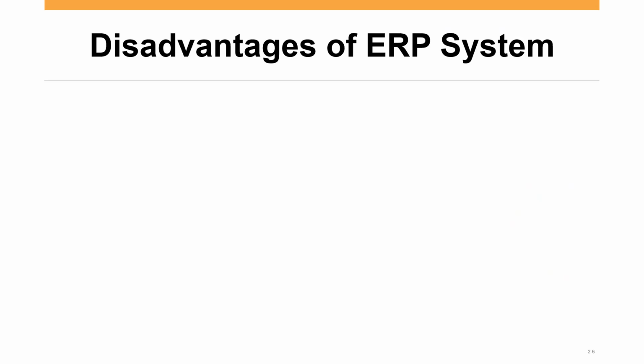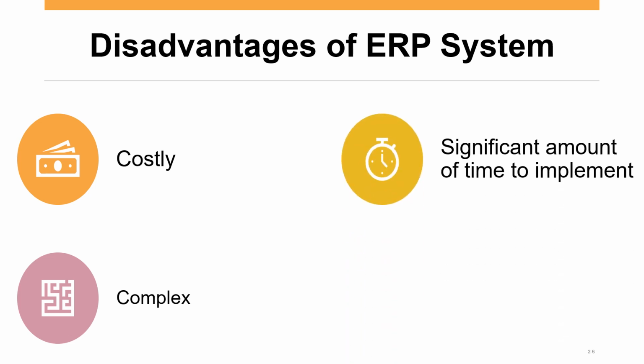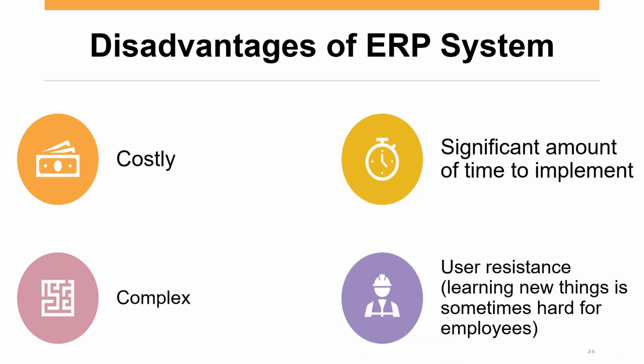So what are the disadvantages of the ERP system? First, it's costly, complex, and takes a significant amount of time to implement. There is also user resistance, as learning new things is sometimes hard for employees, for sure.